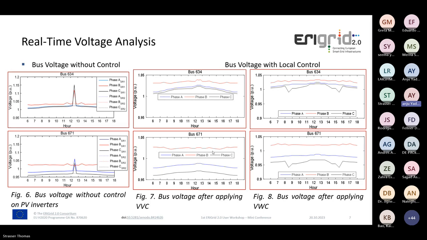And when applying the volt-var control and volt-watt control into the system, for volt-var control, the system has balanced load at the buses, but for volt-watt control, we can observe the undervoltage at bus 671 on phase C because of the power curtailment.